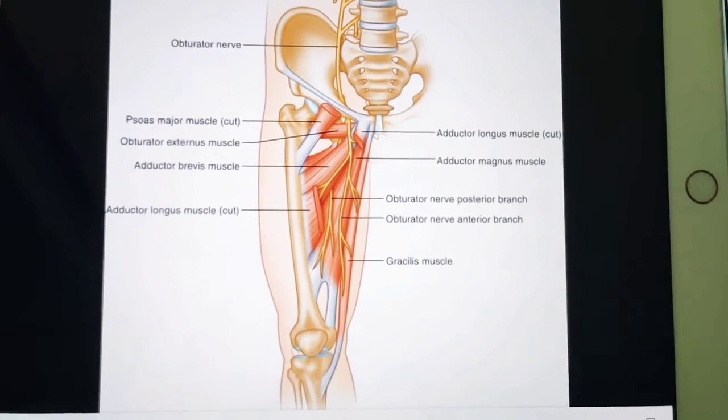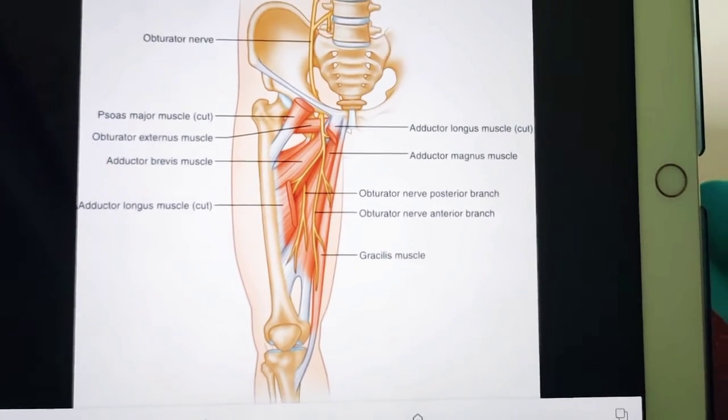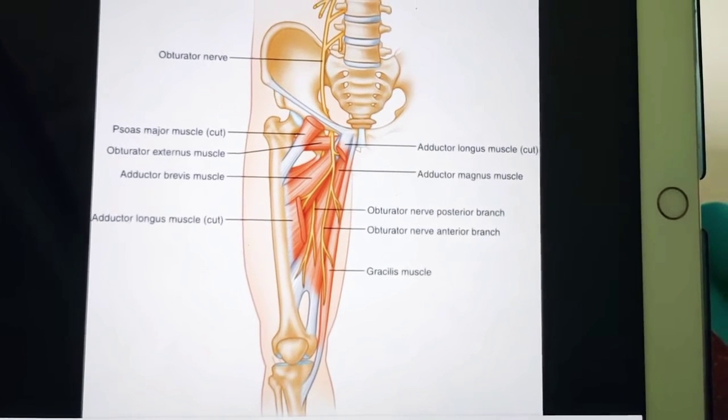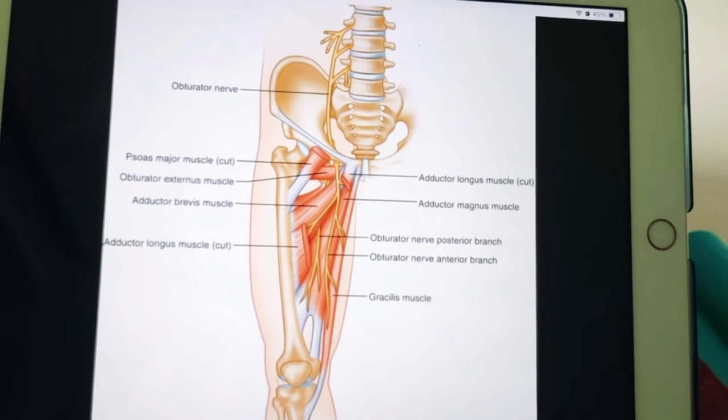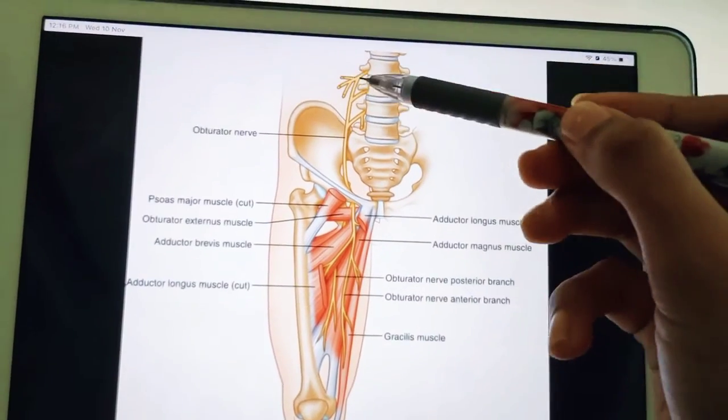So in this video we are going to cover today the obturator nerve, accessory obturator nerve, obturator artery and also the medial circumflex femoral artery. So let's start our discussion with obturator nerve. You can see here this nerve is obturator nerve.